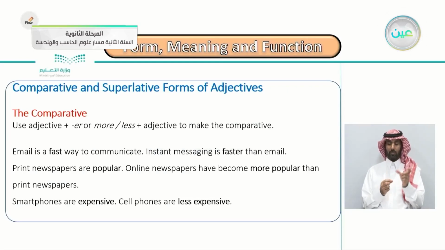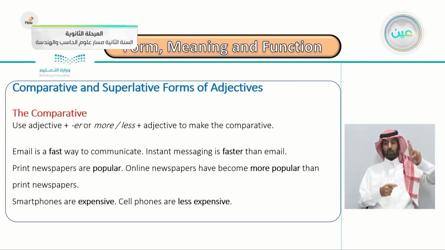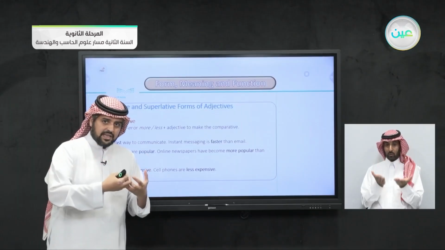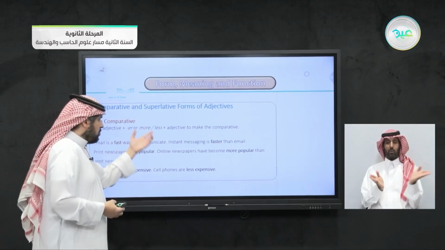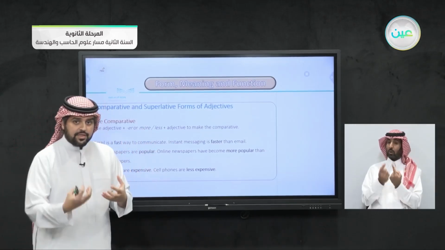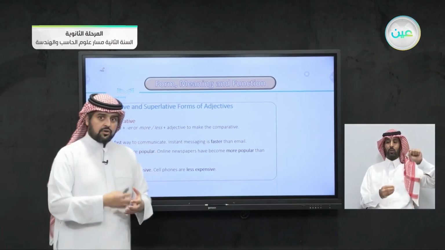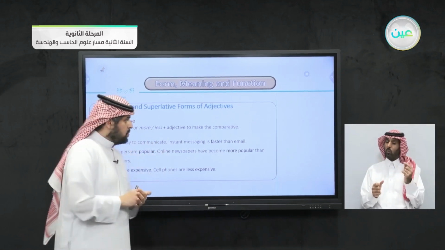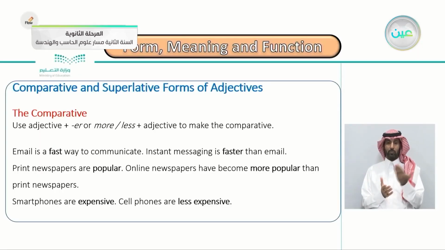The first part of this lesson is comparative and superlative forms of adjectives. First, let's take the comparative. Let's read together. We use adjective plus er or more or less plus adjective to make the comparative. Again, we take the adjective and we add er, or we add more or less with the adjective to make the comparative. Compare between two things. Comparative is between two things. Let's read the examples here.